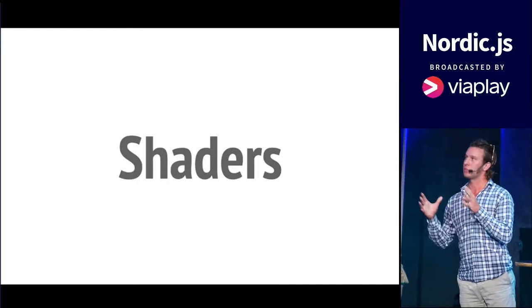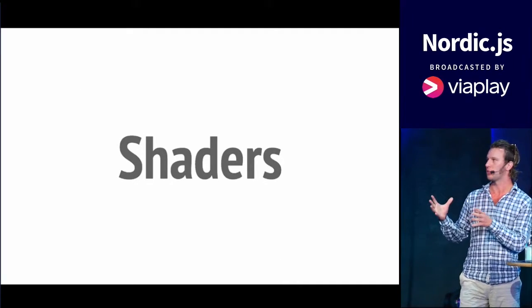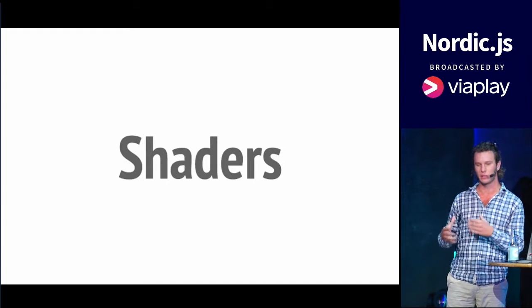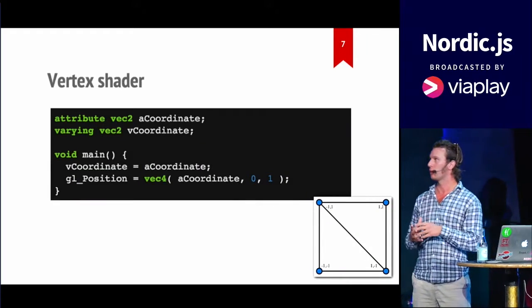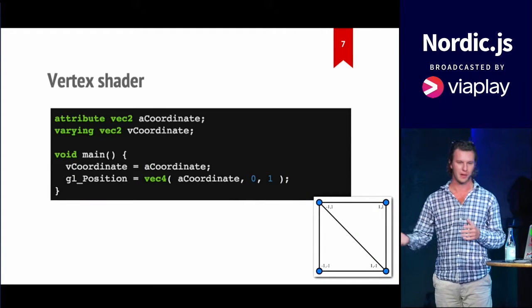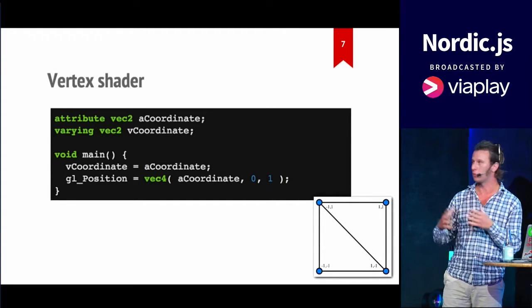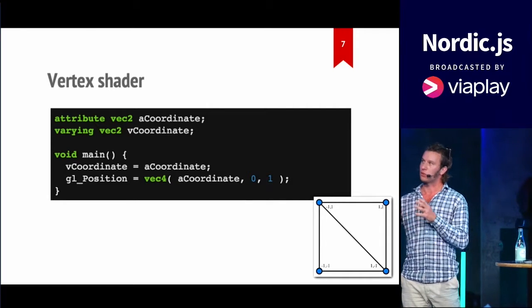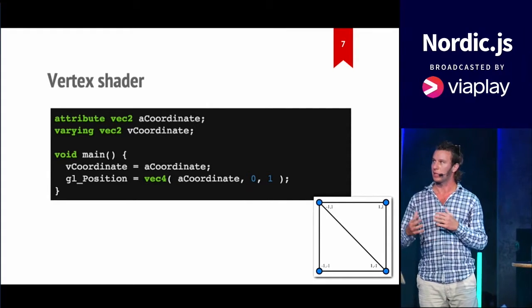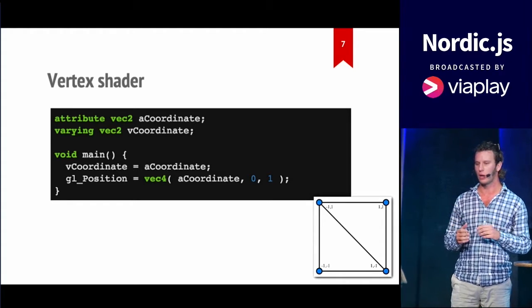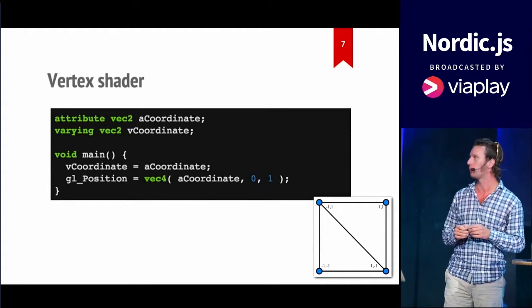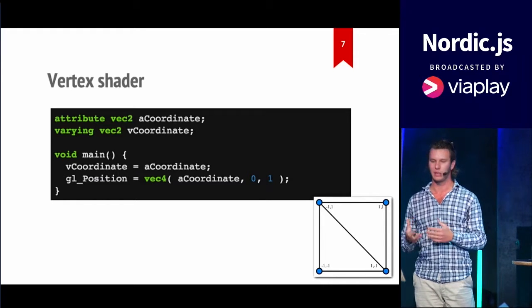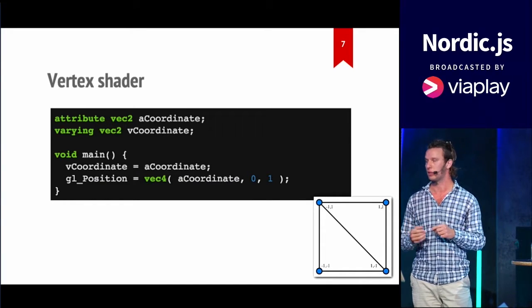OK, so onto shaders. And again, this is the bit that I think is really interesting. This is where you can do quite a lot of creative stuff. So I mentioned you can write two types of shaders, vertex shaders and fragment shaders. So first of all, vertex shaders. The structure of a vertex shader is basically this main function, which only has to do one thing, and that is to output this gl_Position variable. And this gl_Position variable is the final position of your vertex.